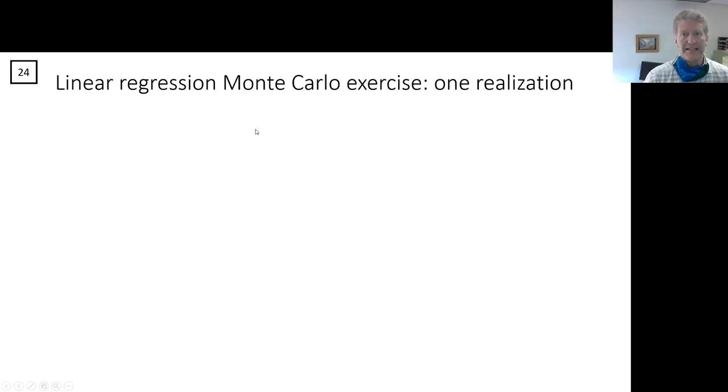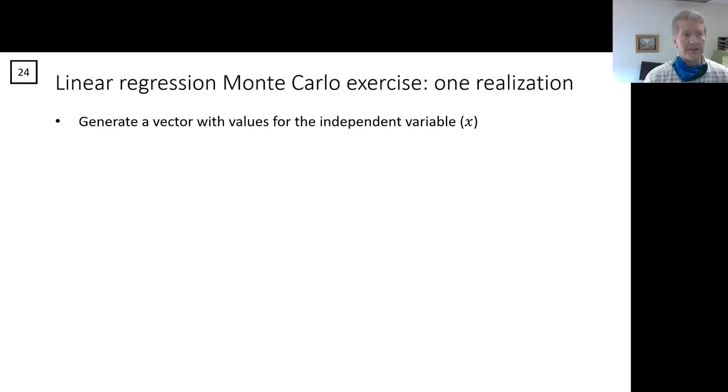So the idea is to go through just one realization of what this Monte Carlo analysis on a linear regression is ultimately going to do. And the idea of this analysis is to create some artificial data with known statistical properties such that when you do a linear regression on it, you know what you should get.